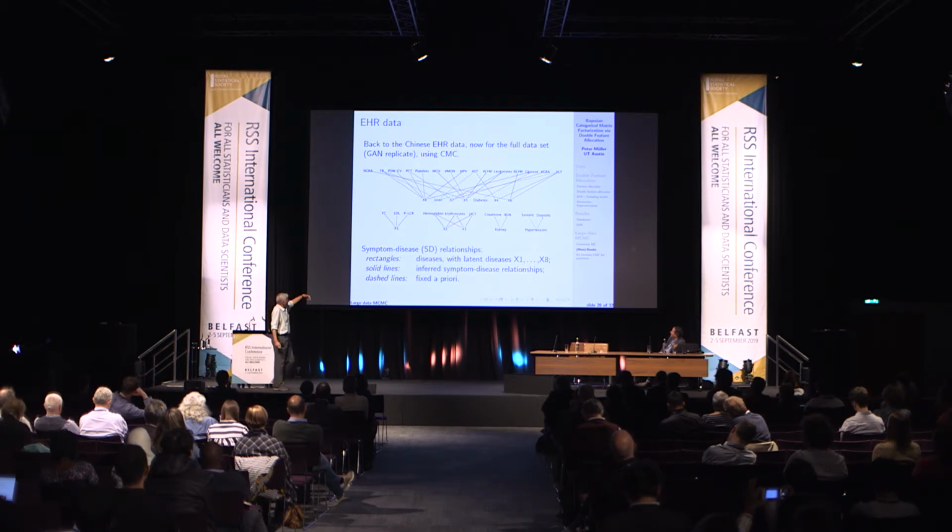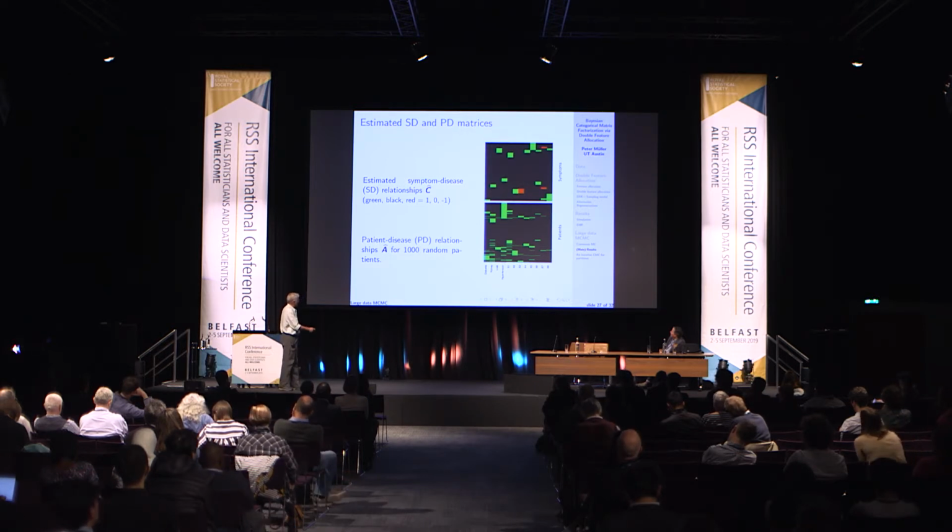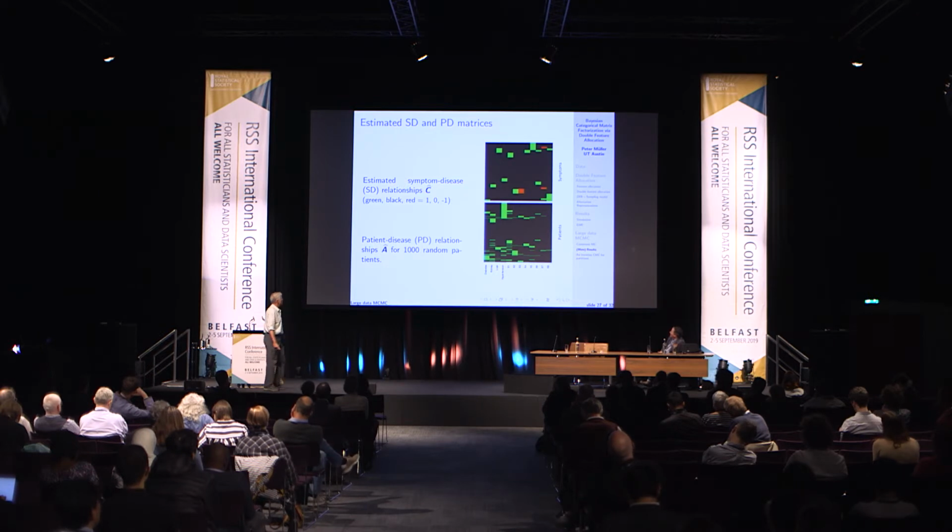I can't show you the link with the patients because that would be an awfully busy picture. I can show you, this is now showing you the link with the patients, not for all 80,000, just picking 1,000 of them. You actually get inference on these matrices. That's the matrix A and C for trinary symptoms.